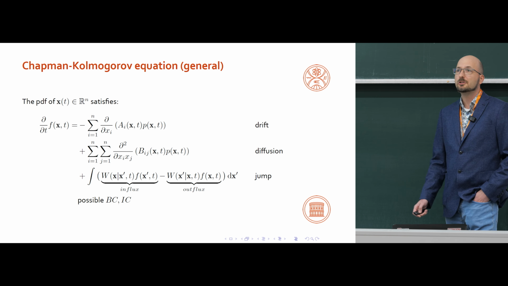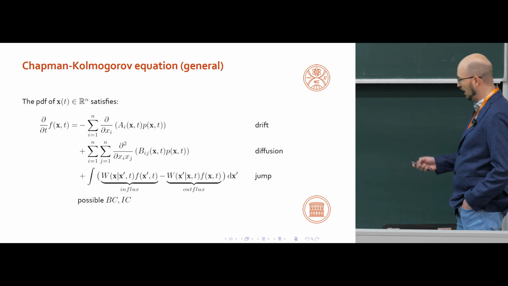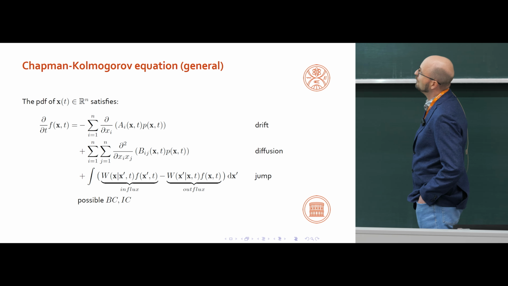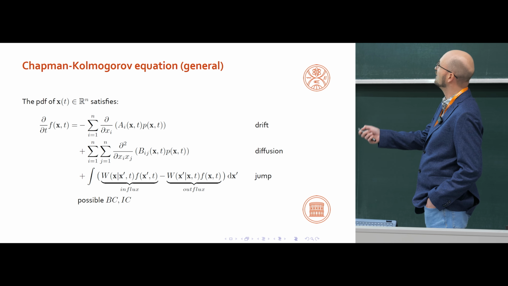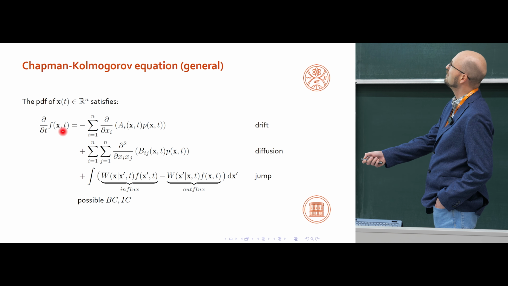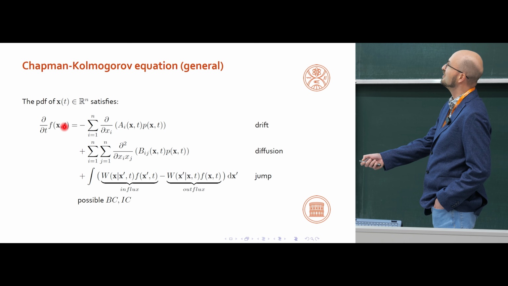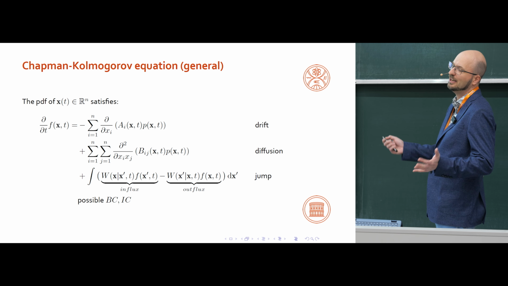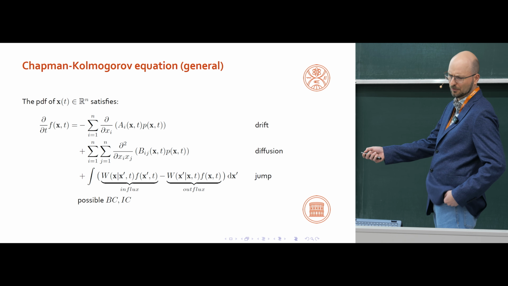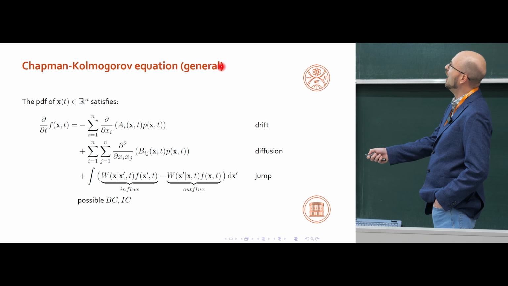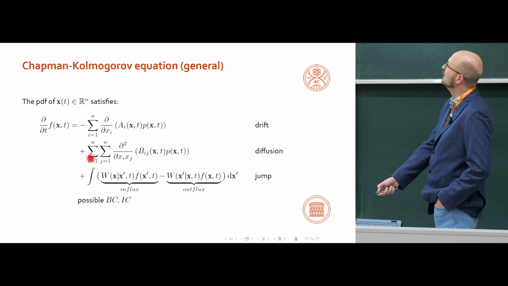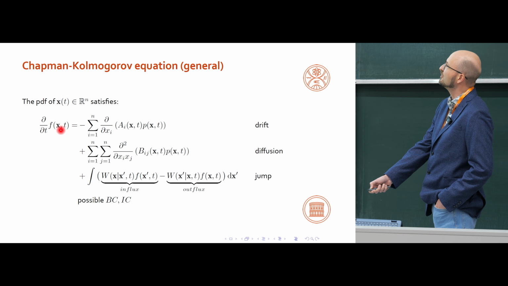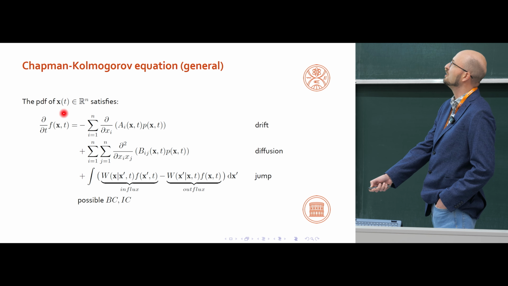So how do we model this kind of processes? This is a general formula for the distribution of a continuous state-space process, f(x). X is now a vector. In our case, it's x, v: concentration and volume, at time t. And so the PDF, the probability density function, satisfies this evolution equation.